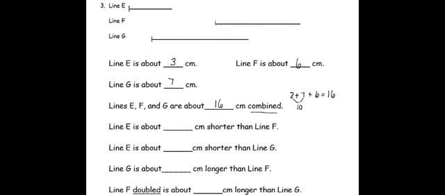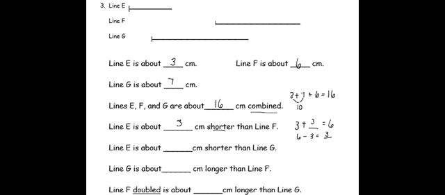The next question says line E is about blank centimeters shorter than line F. While line E was 3 centimeters, line F is 6 centimeters. So again, I could count on: 3 plus blank would give me 6. Or I could turn this into a subtraction problem to find the difference between the two lines. 6 minus 3 equals blank. Either way, the correct answer would be 3. 3 plus 3 is 6. 6 minus 3 equals 3. So line E is 3 centimeters shorter than line F.